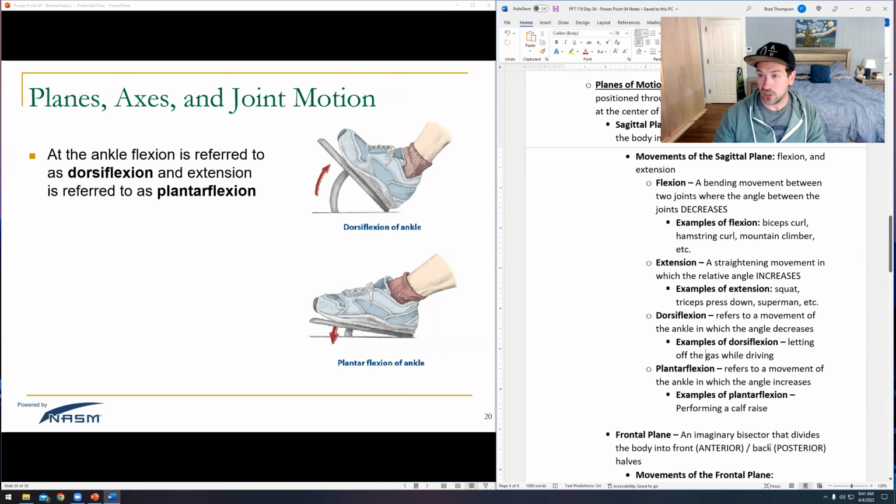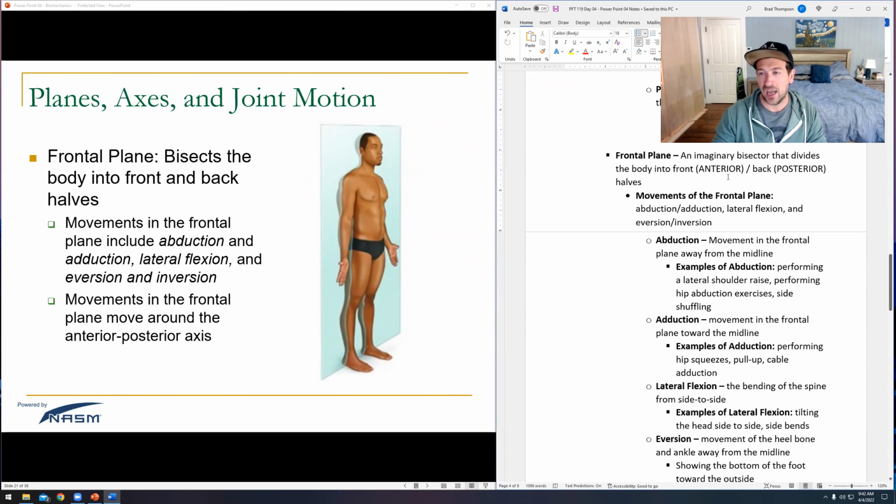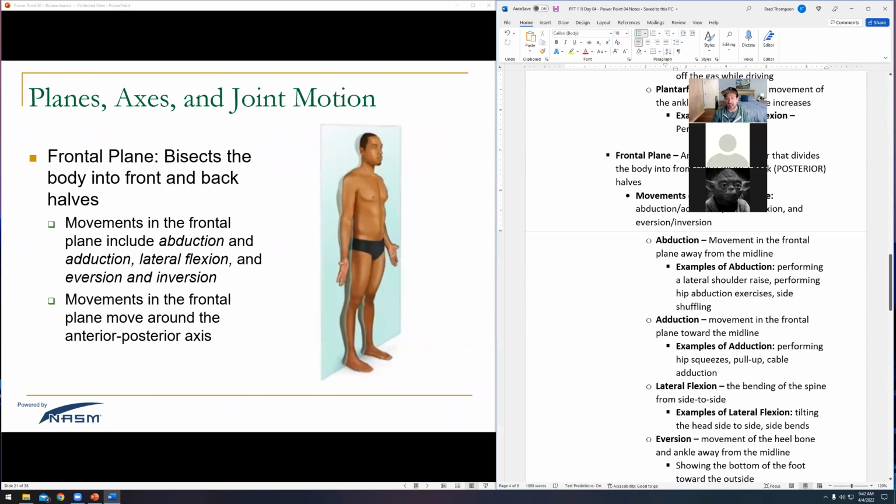So those are all your sagittal plane movements. Flexion, decreasing the angle. Extension, increasing the angle. Dorsiflexion, pulling your toe back towards you. Plantar flexion, pointing your toe away. You guys know I have to ask: questions, comments, concerns? No? Thank you. Okay, all right.